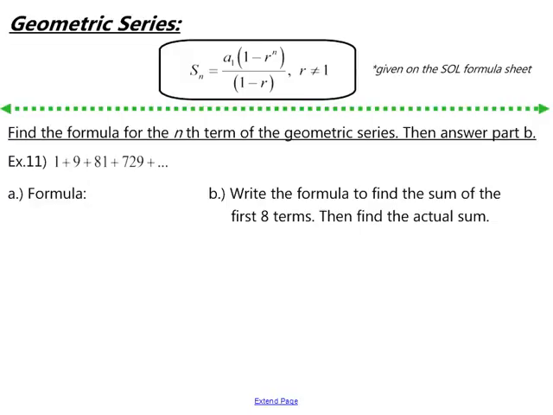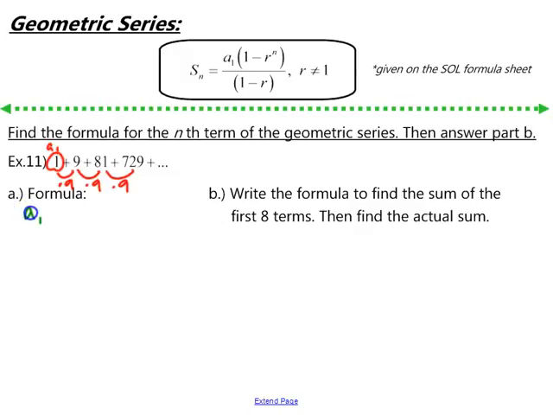So let's go ahead and look at this first example. We need to find the formula for the nth term of the geometric series and then answer part B. So for our formula, we know that our first term is 1, and we need to find our common ratio. Don't be thrown off by the plus signs. That means we're just adding all those terms for the series. Our ratio from 1 to 9, we multiplied by 9. 9 to 81, multiplied by 9, and 81 to 729, we multiplied by 9.